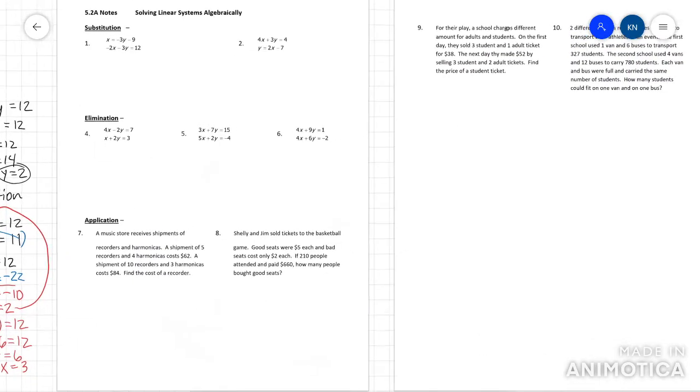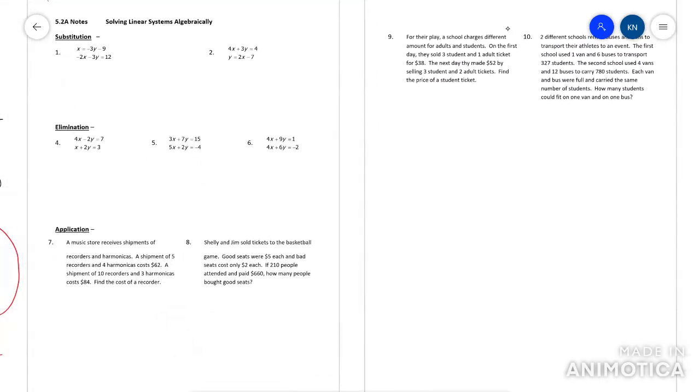Here we go. Look at number 1. They're telling us to do it with substitution. They're giving us what x is equal to, -3y minus 9. So you're just going to go plug that in for this letter x right here. So it'd look like this. -2 did not change. Now, instead of writing the letter x, I write parentheses -3y minus 9. Then I've got my -3y equals 12. You're going to have to distribute this -2. So it's going to become 6y plus 18.